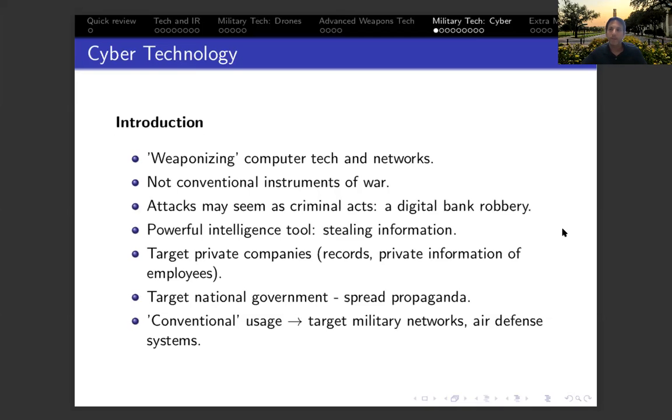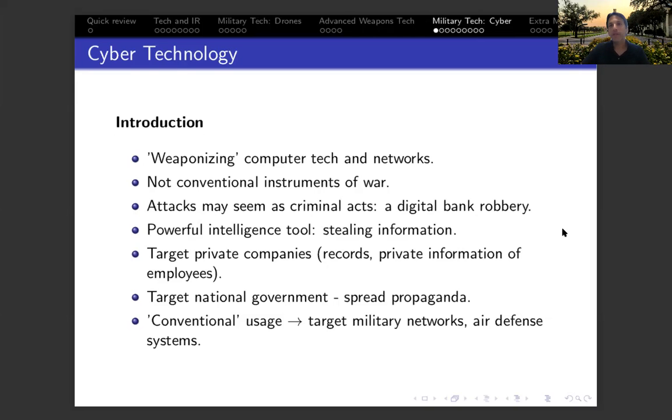Cyber is also very common in the world of intelligence warfare. States will leverage those kinds of tools in order to steal information from either private companies targeting personal records of individuals or sensitive types of information, or targeting national governments, also targeting this kind of sensitive information, or spreading propaganda.